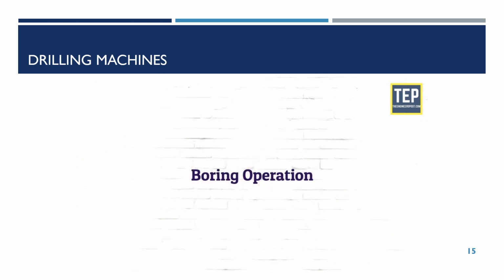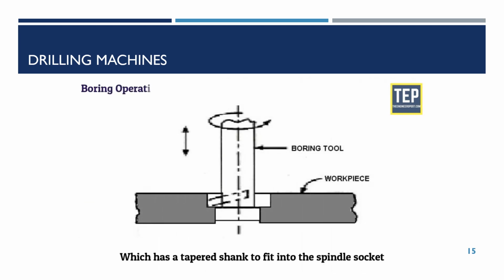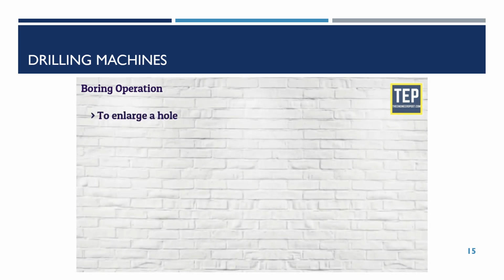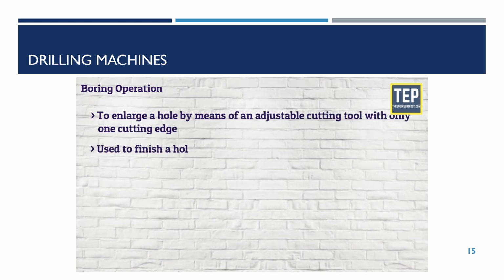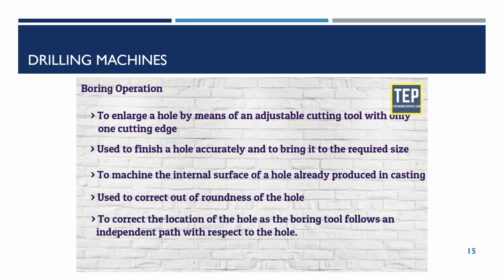Boring operation. In boring operation, the cutter is held in a boring bar which has a tapered shank to fit into the spindle socket. For perfect finishing of a hole, the job is drilled slightly under size. Boring is performed to enlarge a hole by means of an adjustable cutting tool with only one cutting edge, used to finish a hole accurately and to bring it to the required size. To machine the internal surface of a hole already produced in casting. Used to correct out of roundness of the hole. To correct the location of the hole as the boring tool follows an independent path with respect to the hole.